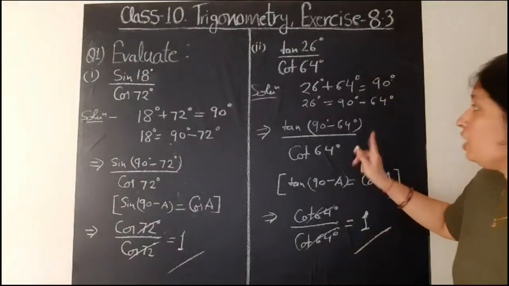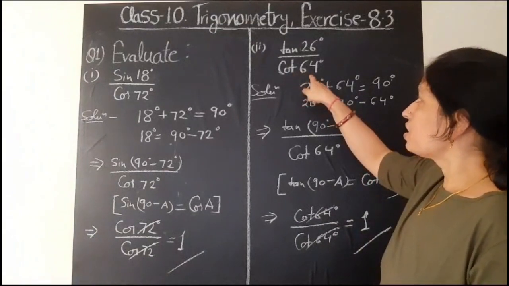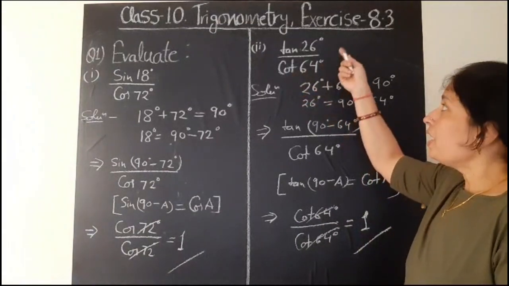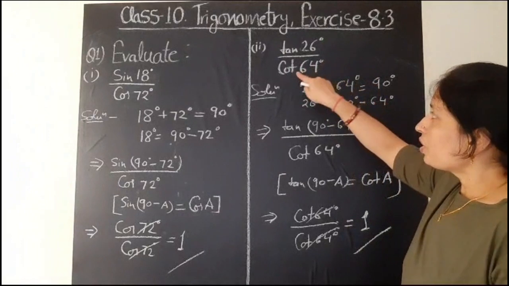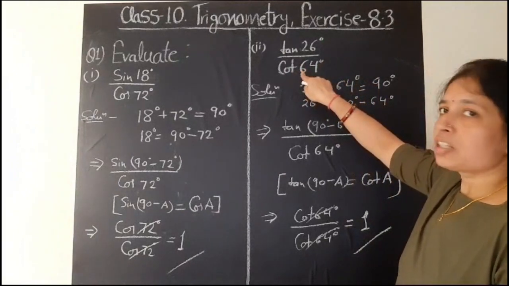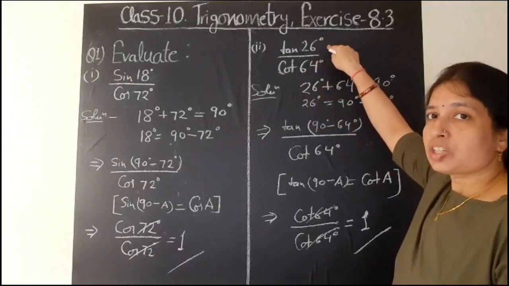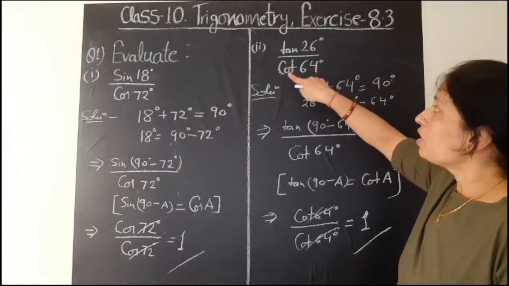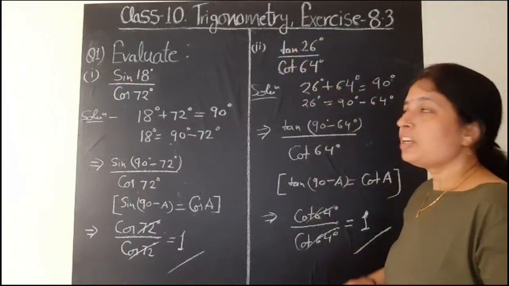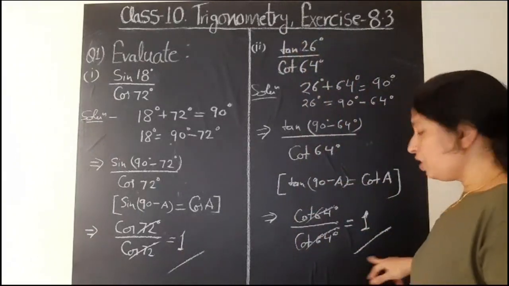If you want, you can convert this cot 64 in form of tan 26. For that, for 64 degree you will write 90 minus 26 degree, then it will convert into tan 26 degree, then they will cut and you will get answer 1.